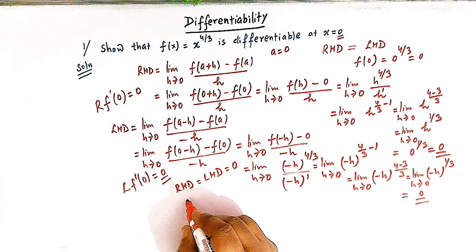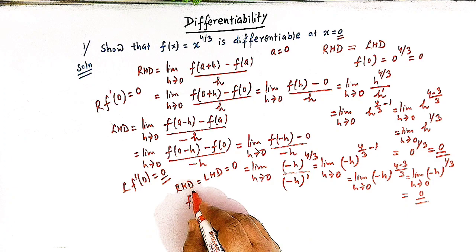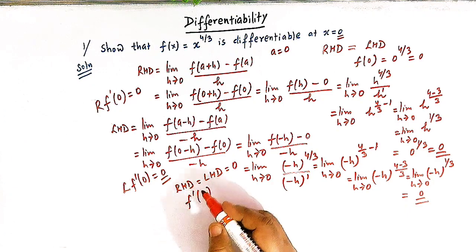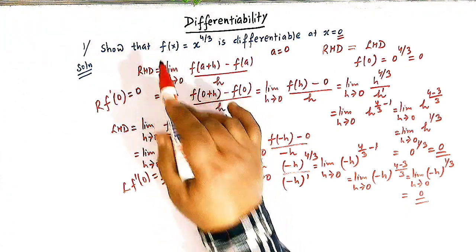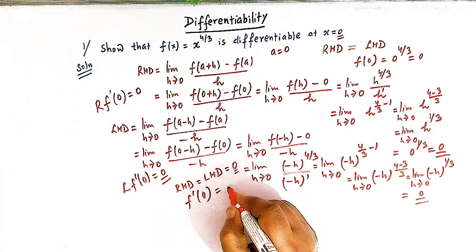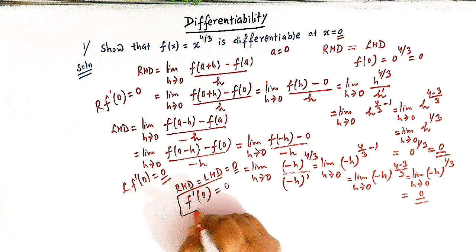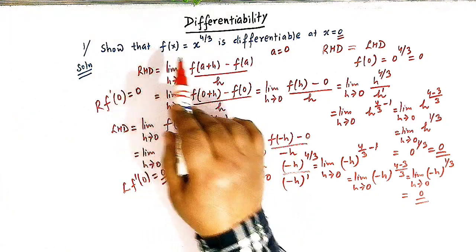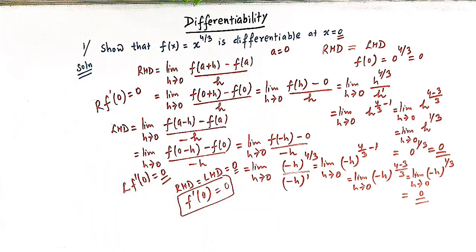So we can safely say that f prime of 0, that is the derivative of this function at x is equal to 0, is equal to 0, right? And this function is said to be differentiable.